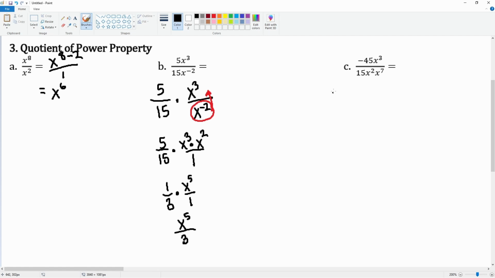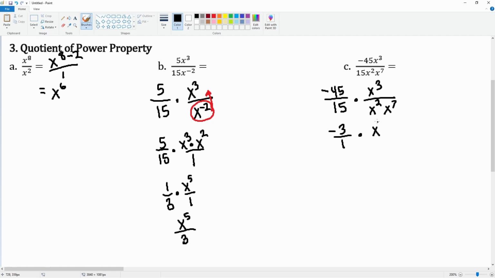Same thing with C. Split the numbers from the letters. You have negative 45 divided by 15. Then we have x to the third on top, and x to the 2 and x to the 7 on the bottom. Well, we can do this, right? So let's do the negative 45 over 15. That is negative 3 over 1.